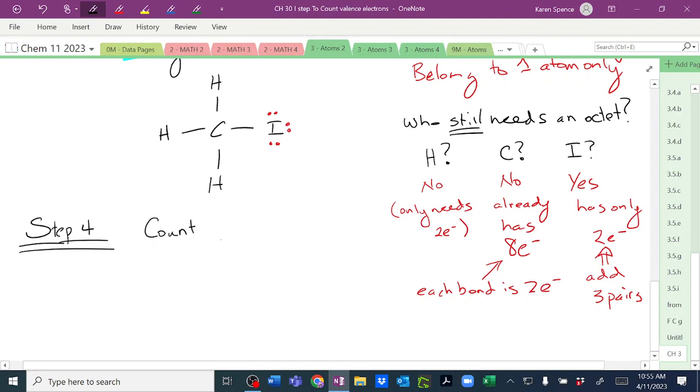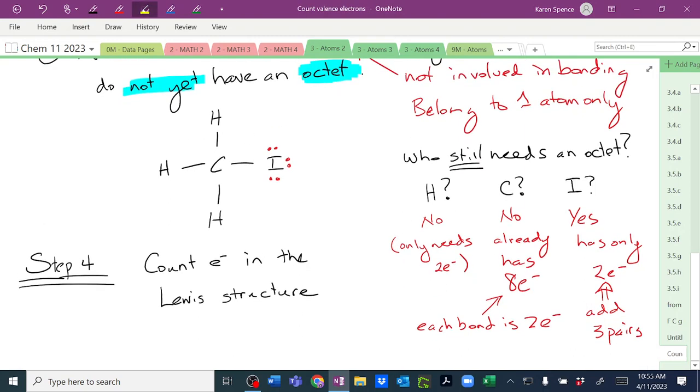We're going to count. What are we counting? Electrons in the Lewis structure, yes? Okay, so let's do that. Remember, you're just going to count 2, 4, 6, 8, 10 because everything should be a pair. A line is a pair. So 2, 4, 6, 8, 10, 12, 14.